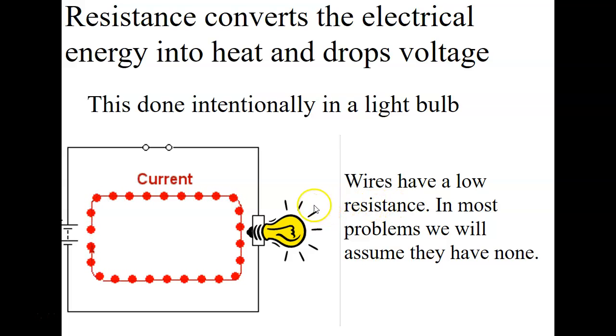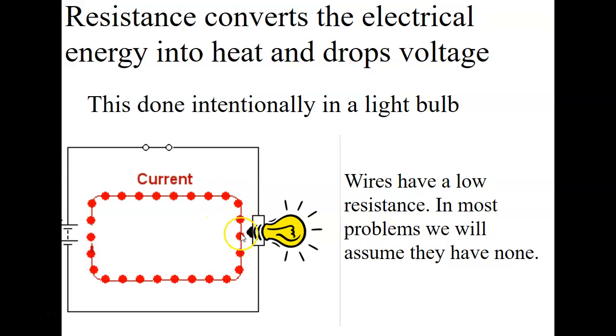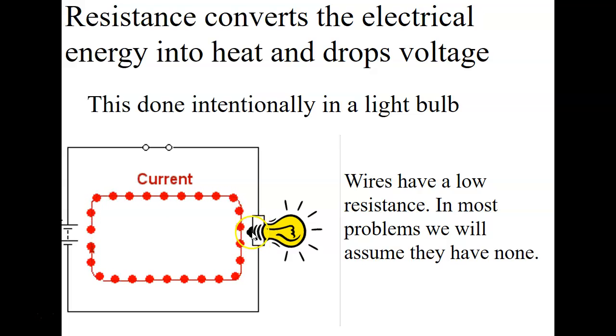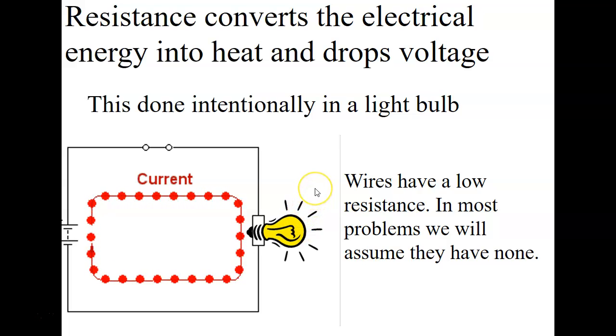Now that energy has got to go somewhere, because energy is conserved. So when the electrons or protons go through that light bulb, which has a high electrical resistance, they lose voltage, and therefore they lose energy. That energy gets transferred into heat and light. Sometimes electrical resistance is a good thing, like in a light bulb. Sometimes it's a bad thing, depending on what kind of machine we're operating and where it's occurring.